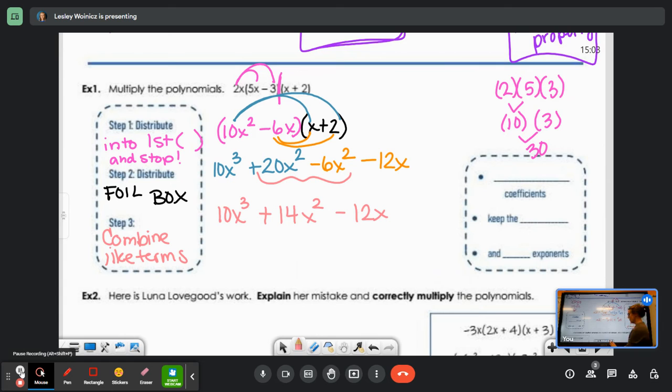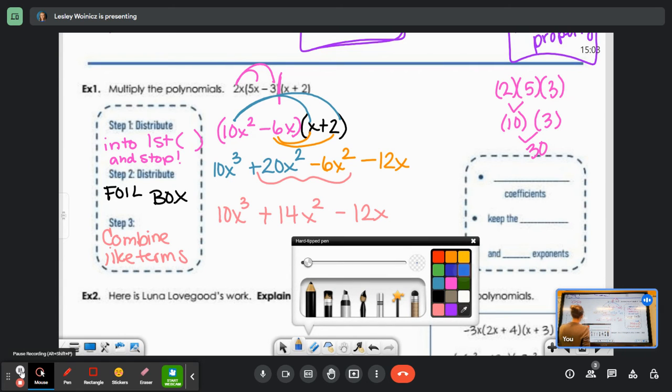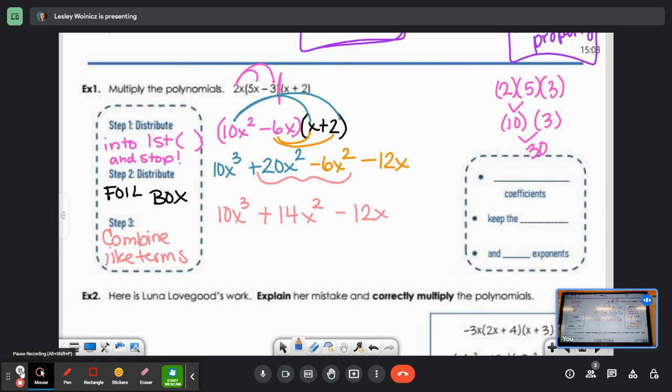So a couple little reminders. When we're multiplying polynomials, what do we do with the coefficients? And the constants, really. Yeah, they're regular numbers, but they just get multiplied. Okay, we're going to keep our bases. I didn't change my x into a 2 or a 3 or a y or anything weird. Okay, and then we're going to add the exponents.